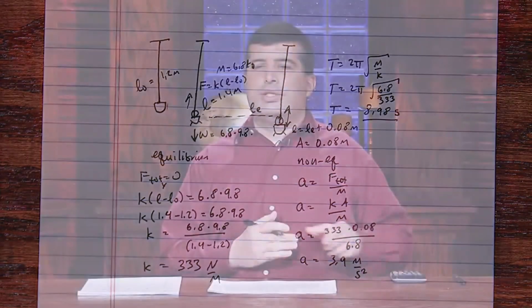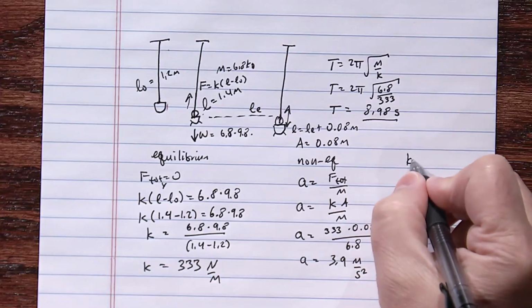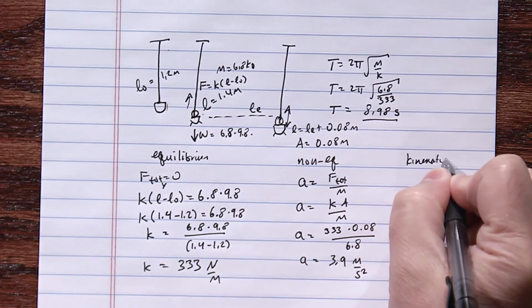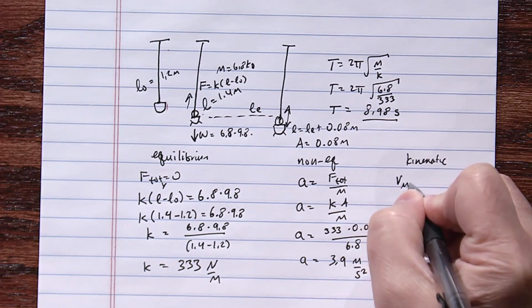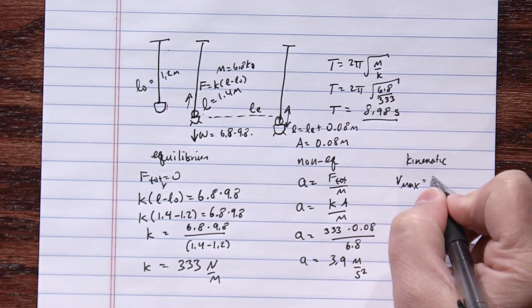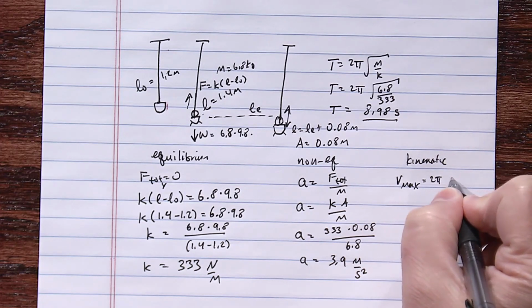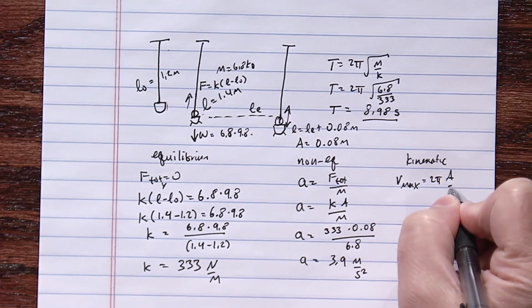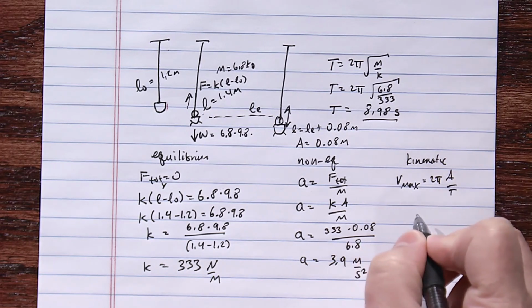And the third question is simply, what is the maximum speed of the baby? Well, for that, we can go to our kinematic equations and get V max is equal to 2 pi times the amplitude over the period.